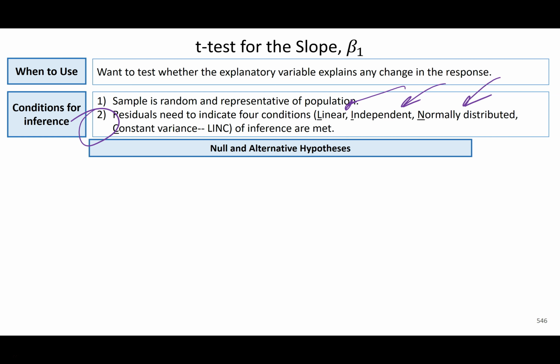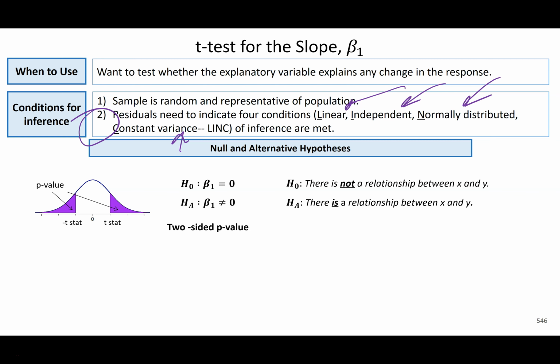Are they normally distributed? So if you fit a line, if you were to take a slice at any point on that line, are the points roughly normally distributed around that line? And then constant variance, is the spread roughly the same around the line for all values of x?